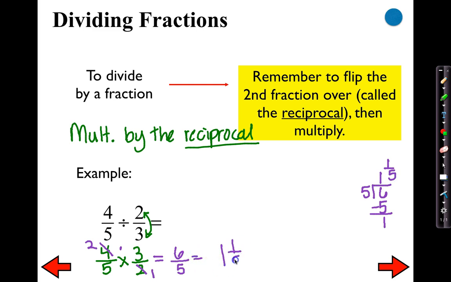Now, is that reduced? The answer is yes. So there is our final answer. So it's really important to remember that when we're dividing fractions, we're going to multiply by the reciprocal. So what ends up happening is you change the division into multiplication, and then you take the reciprocal, which means you flip over that fraction.